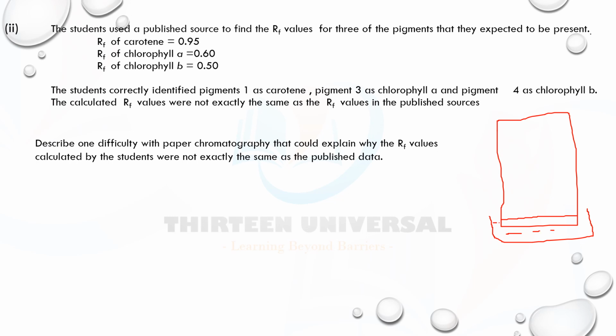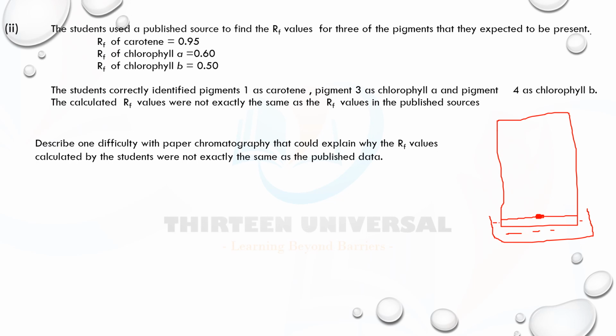This is your solvent, and then you have to put the extract from the leaf. You have to make a concentrated spot. Now it's difficult to make this concentrated spot because you have to add, let it dry, add again, let it dry. You need it to be concentrated. So it's difficult making a concentrated spot at the baseline.